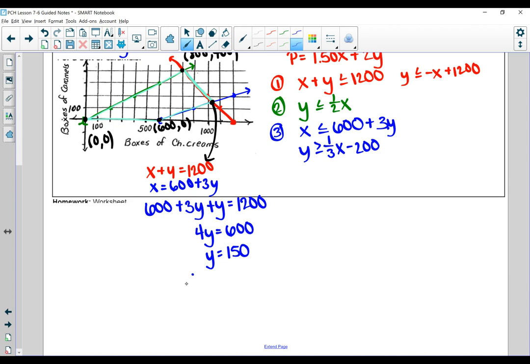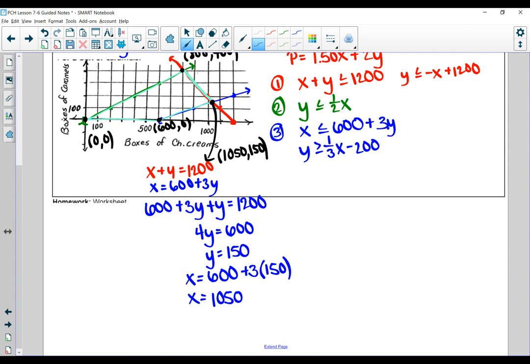And what is x? It's 600 plus 3 times 150. So 600 plus 3 times 150 is 1050. That would have been a really hard vertex to find just by eyeballing it on our graph. So what is that vertex? 1050 and 150.